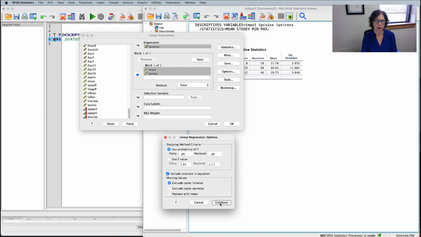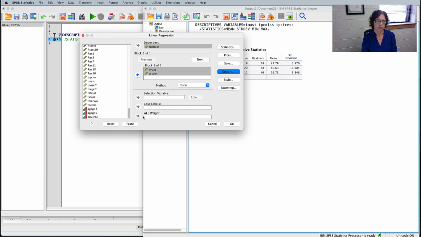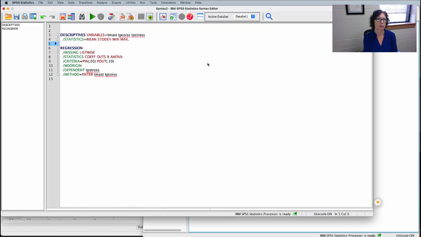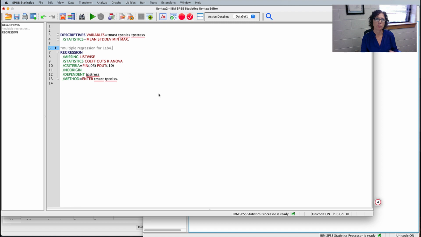So continuing there, and here we are ready to paste. So now we have in our syntax the regression command. Leave myself a note, that way if I come to the syntax later, I know what I was doing. We have calling for a regression. It's going to leave out any cases that don't have values on all of those variables. Which variables? The dependent of total perceived stress and the predictors of T-mast and T-PCOS.